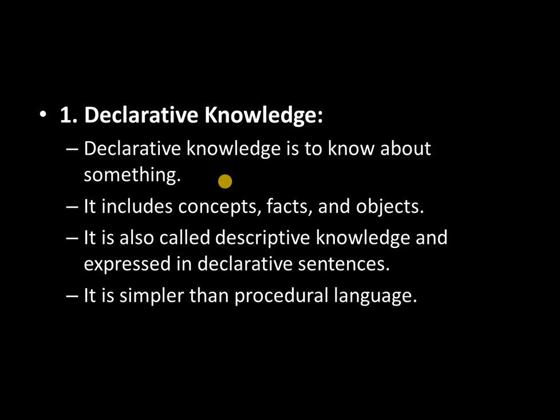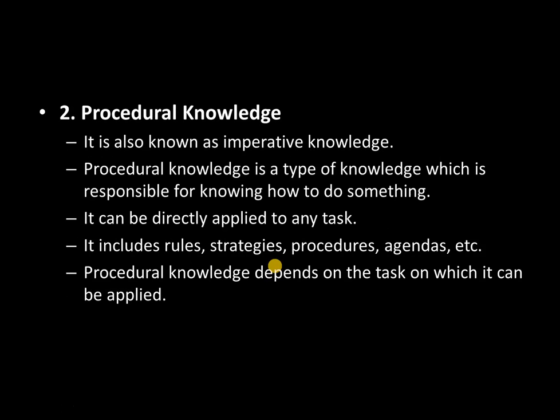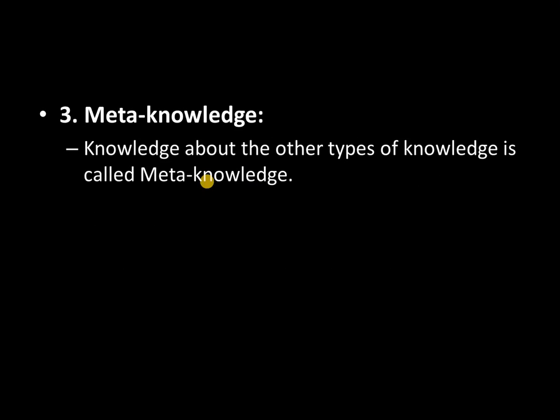Declarative knowledge means we know about something, and it includes the concept, fact, object. So declarative sentences are the example for that. And procedural knowledge, as I have already told you, is like imperative knowledge. Procedural knowledge is the type of knowledge which is responsible for knowing how to do something. That is very important. And we have already discussed meta knowledge, which is knowledge about some other different types of things. It may be different types of knowledge, it may be different types of objects. So any knowledge about any other things is called meta knowledge.